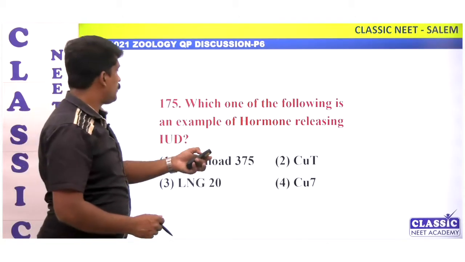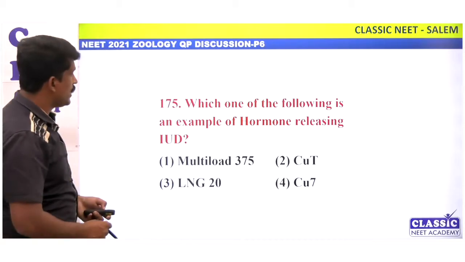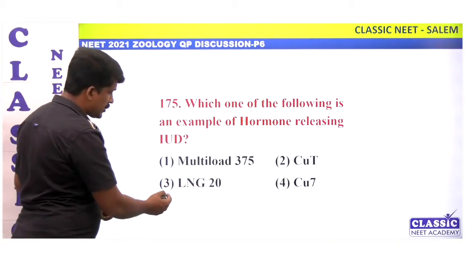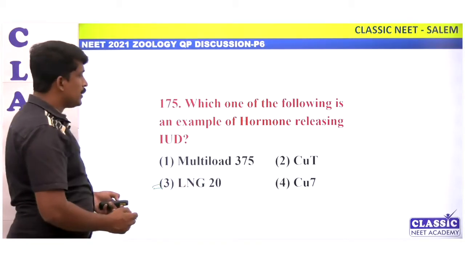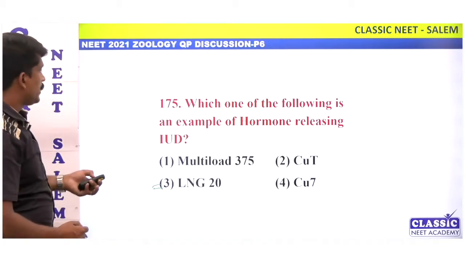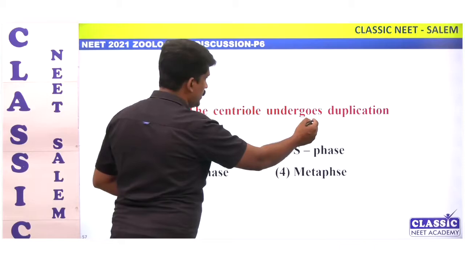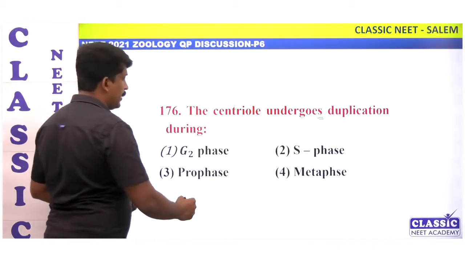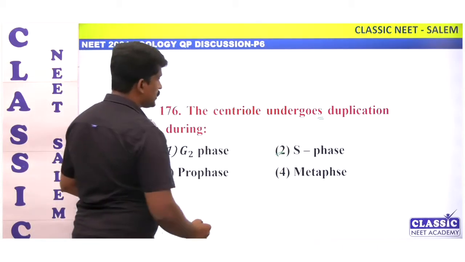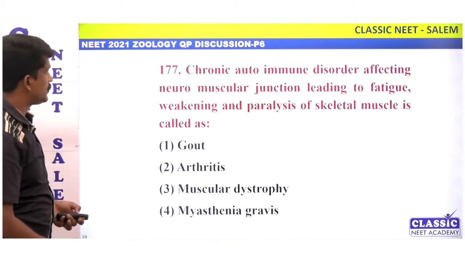Now, which one of the following is an example of a hormone releasing IUD? That is levonorgestrel 20, LNG 20 only. So that will be the right answer. Now the next one: the centriole undergoes duplication, which helps in the formation of the spindle apparatus. That is the S phase itself. So the second option is the right answer.